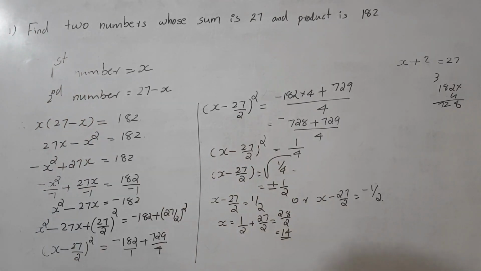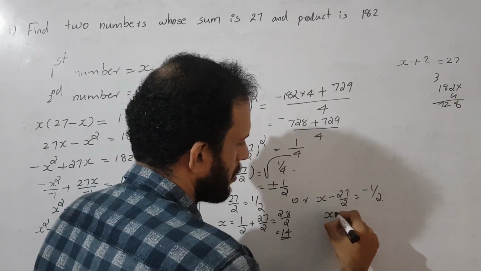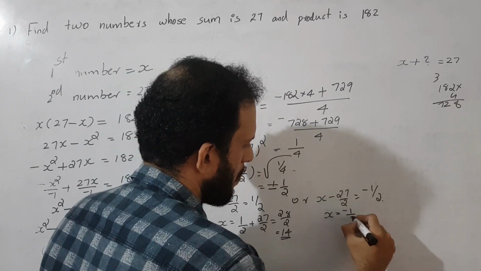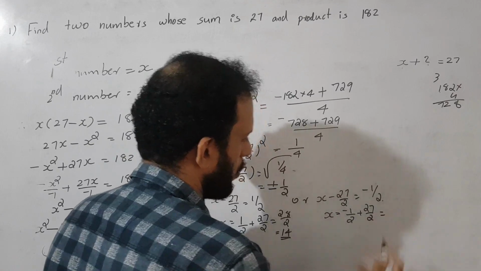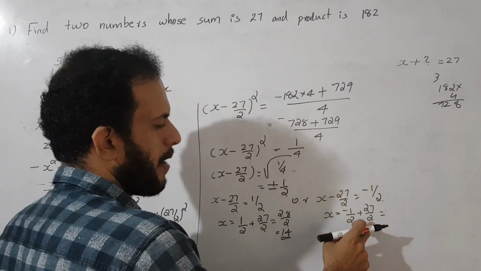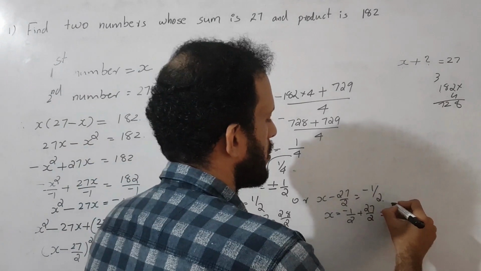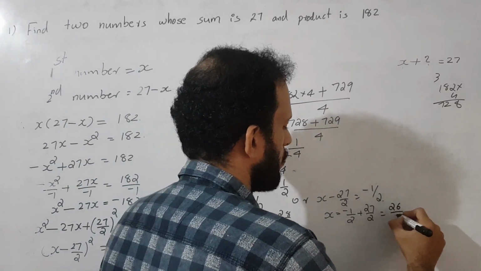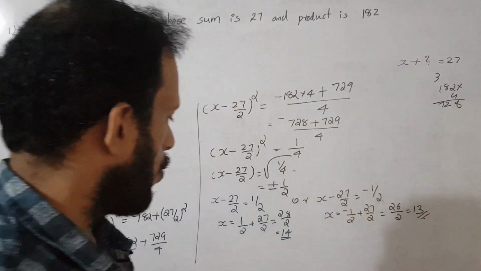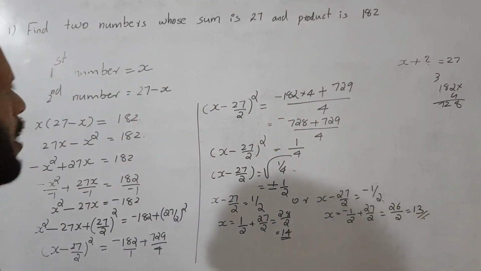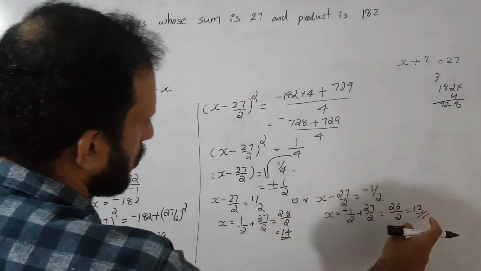Correct? Then what is the second one? The second one is x is equal to minus 1 by 2 plus 27 by 2. The denominator is same, so we add the numerators: minus 1 plus 27 is 26. 26 by 2 is equal to 13. So here, what are the values of x? We have the two values, x is equal to 14 and x is equal to 13.